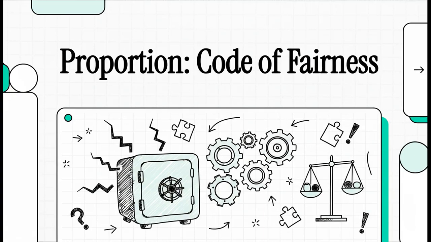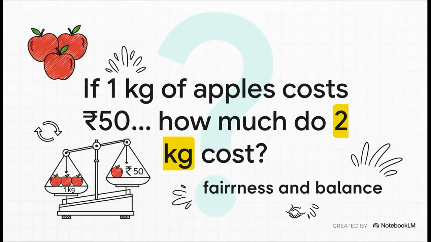Hey everyone and welcome. Today we are going to crack a secret code. A code that your brain uses literally every single day to figure out what's fair. It's called proportion. And I'm telling you, you're probably already an expert at it and you don't even know it. So, let's get started.